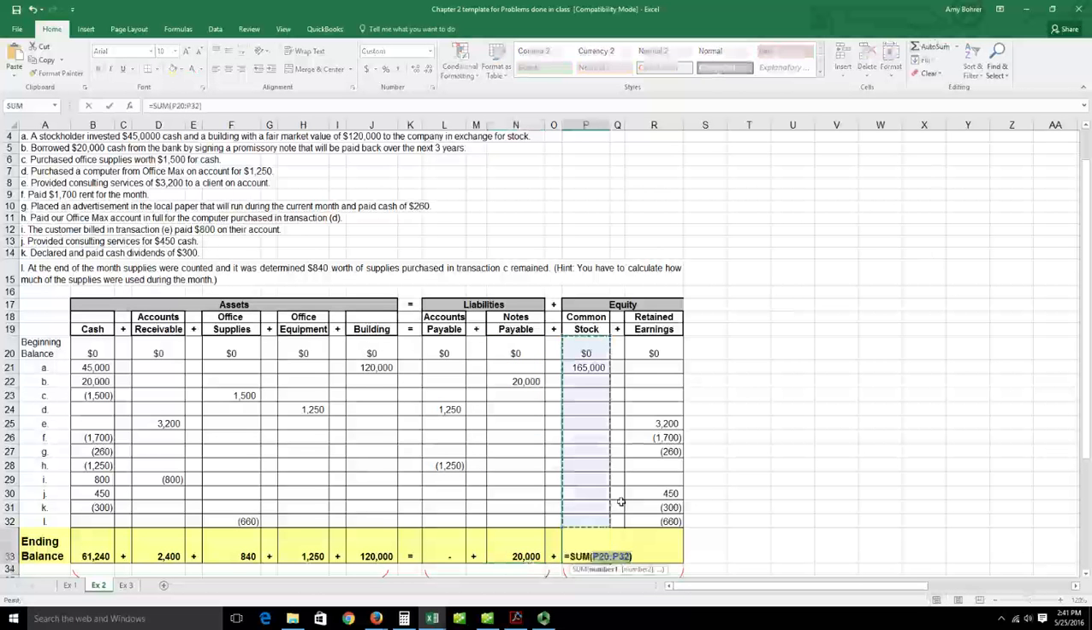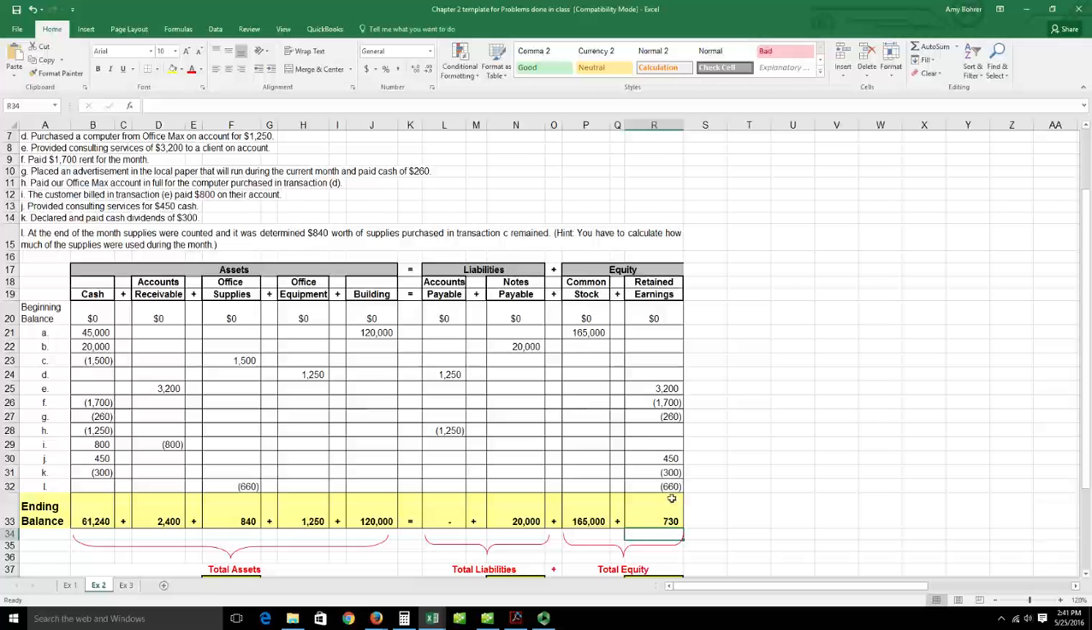The common stock, remember the owner had put in $45,000 with cash and $120,000 with the building, so the company issued common stock in exchange, showing the owner's ownership in the business. So that's $165,000. And then retained earnings is going to be made up of any revenue you made during the period, less any expenses, less any dividends. So you'll have to add all those up. So I have $730 worth of earnings.